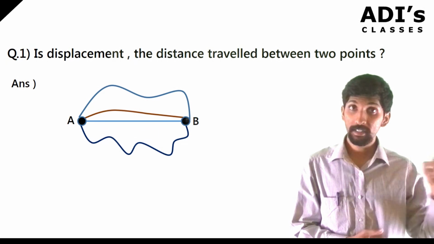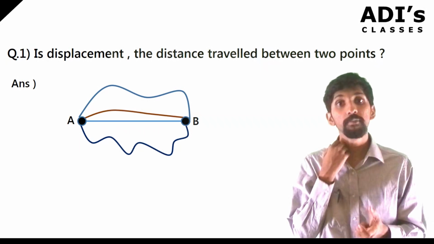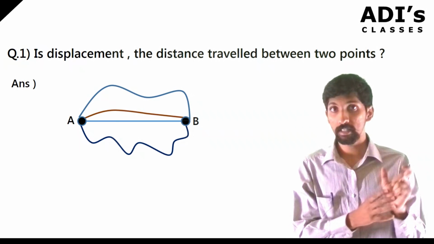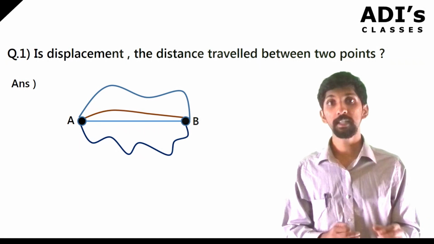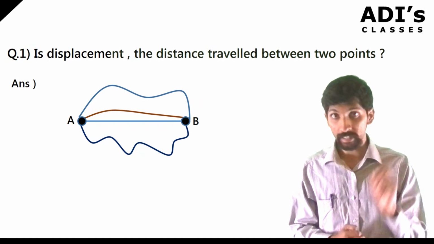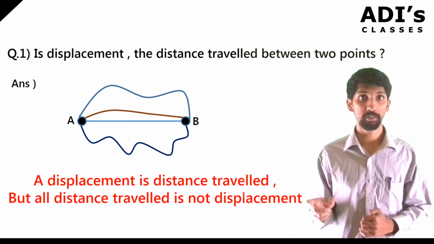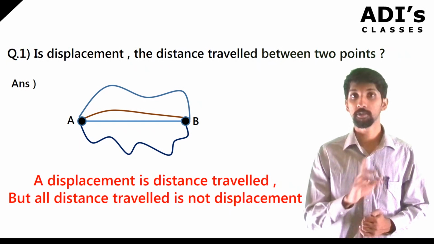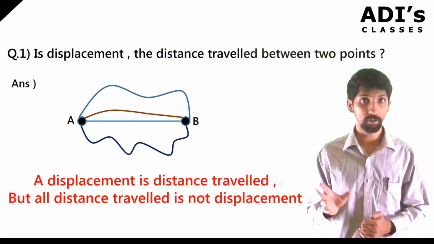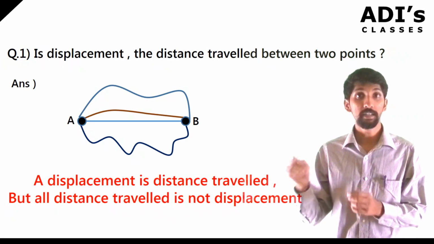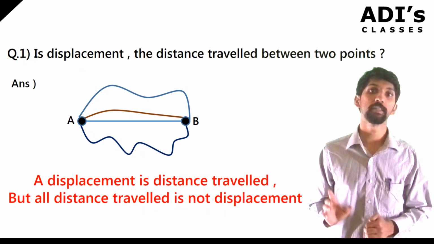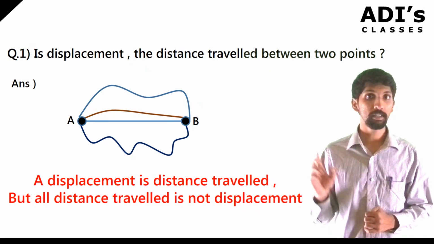It's the shortest distance. In the definition only we have, it's the shortest distance between any 2 points, correct? So that means all the displacement whatever we have, it is distance traveled between 2 points. But the other way around is not possible. It's not true. Meaning the distance traveled between 2 points need not be the displacement always.